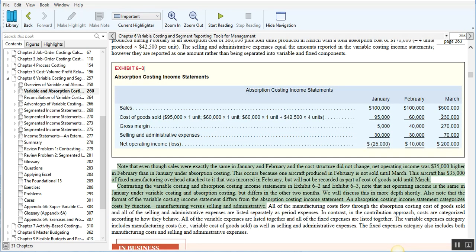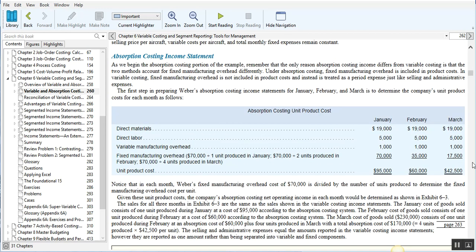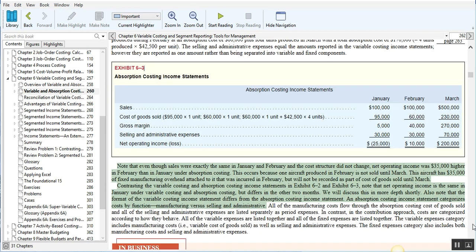So 1 unit times 60,000 plus 4 units times 42.5 gives us 230,000 in cost of goods sold, a gross margin of 270,000. And now when we get to selling and admin expenses here, we have 70,000. We have a net income of 200,000. So again, that's based on the absorption costing method. And I've highlighted this important section here underneath this exhibit.